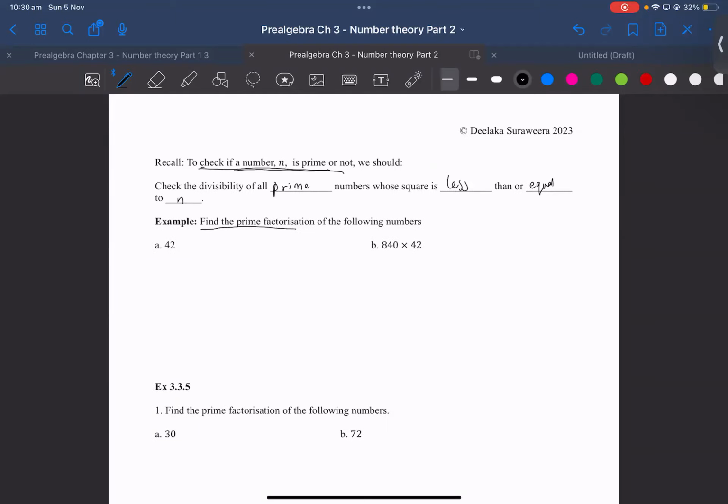So let's just recall. But now we're going to go together. We're going to do finding the prime factorization of the following numbers.